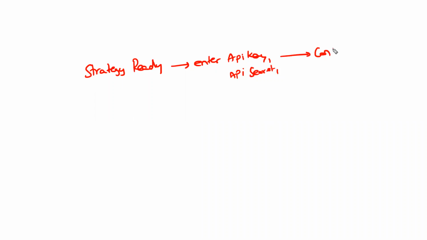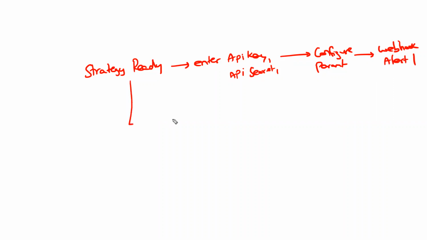First thing is, let's say your strategy is ready. You enter your API key 1 and API secret 1 of your first account. Then configure parameters. Create the webhook alert. This is for client 1. Let's say maybe you are having one more account, your mom's account.